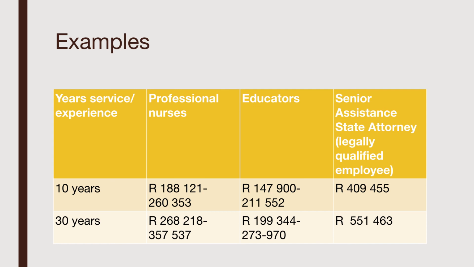This is just an example of the 3 types of specialized skills and how their compensation can differ based on their years of experience, and also based on how their package is then organized or created. So for instance, a senior assistant state attorney with 30 years experience could earn up to 551,000 Rand per year. And you can look at how they are trying to supplement the basic salary of educators, of nurses, of professional persons to try and attract and retain them in the public sector.